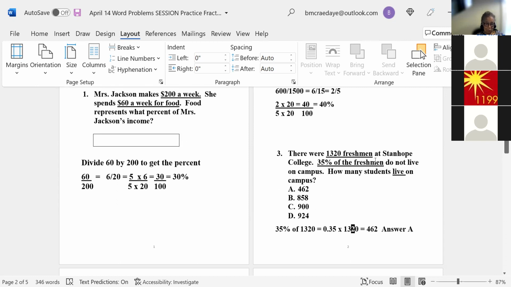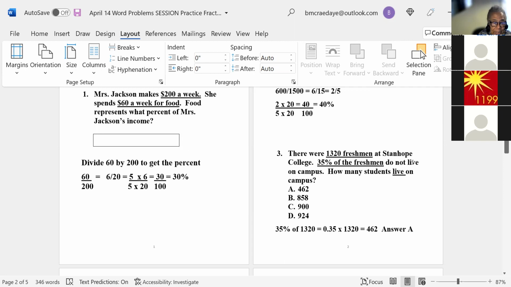So 35% do not live on campus. 35% do not live on campus. How many students live on campus? Okay, 35%, that's 462, right? How many students live on campus? So actually the answer would be B, right? Yes, yeah, I would say that. The answer would be B, Maureen. When you read this closely, 35% do not live on campus. How many students live on campus?